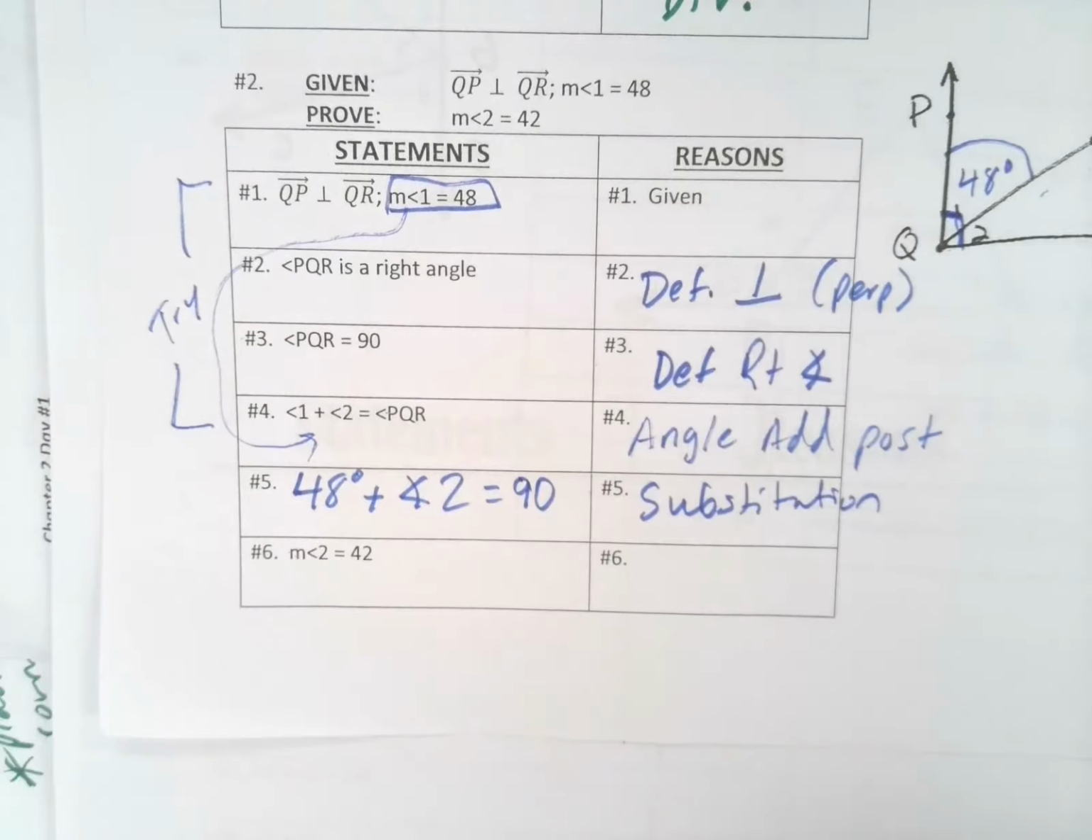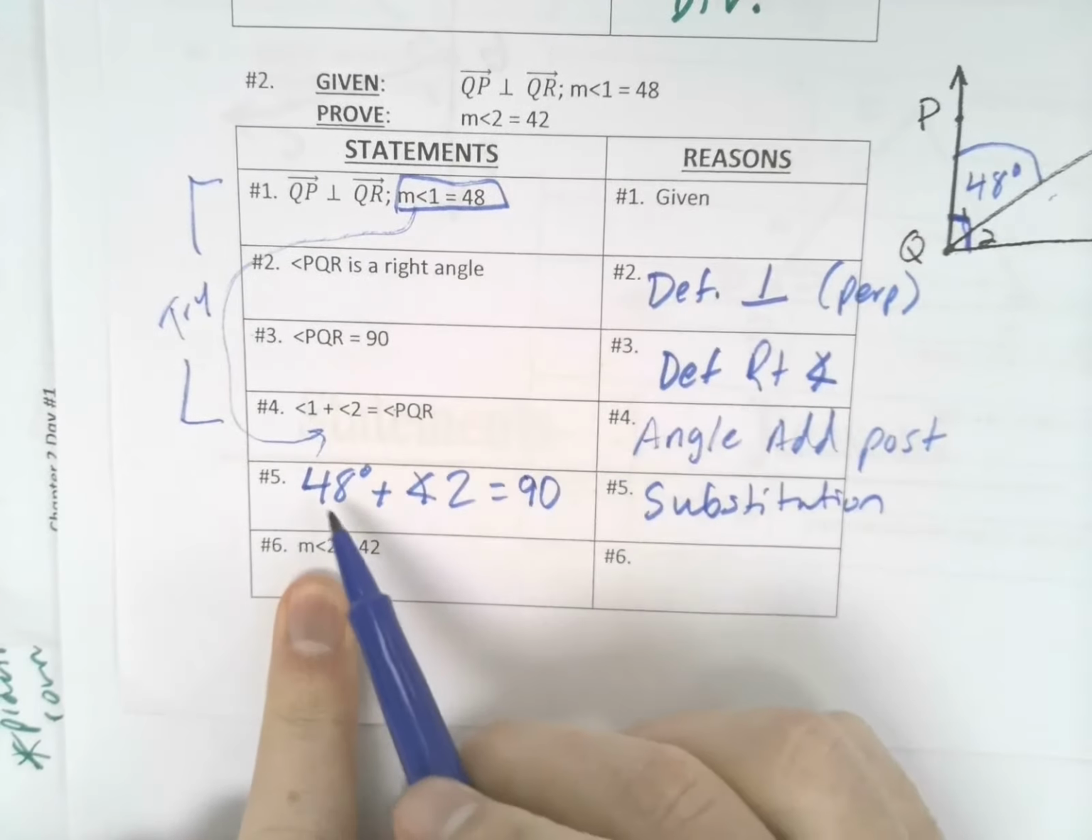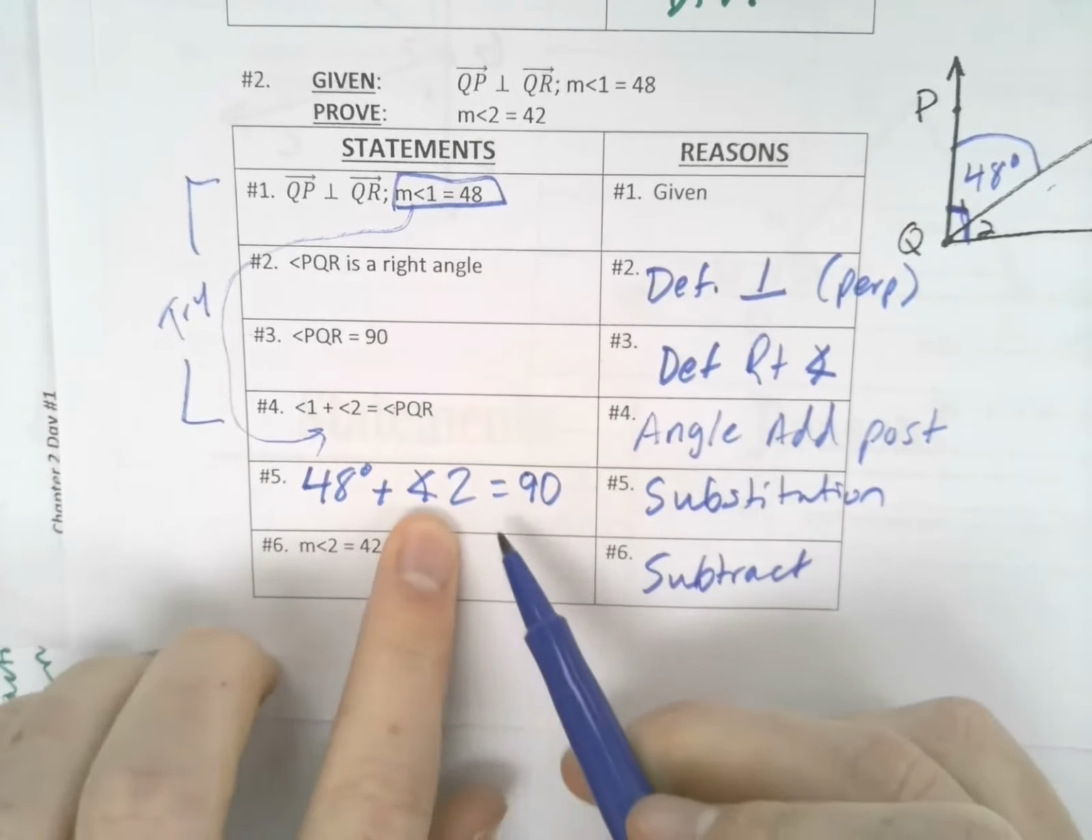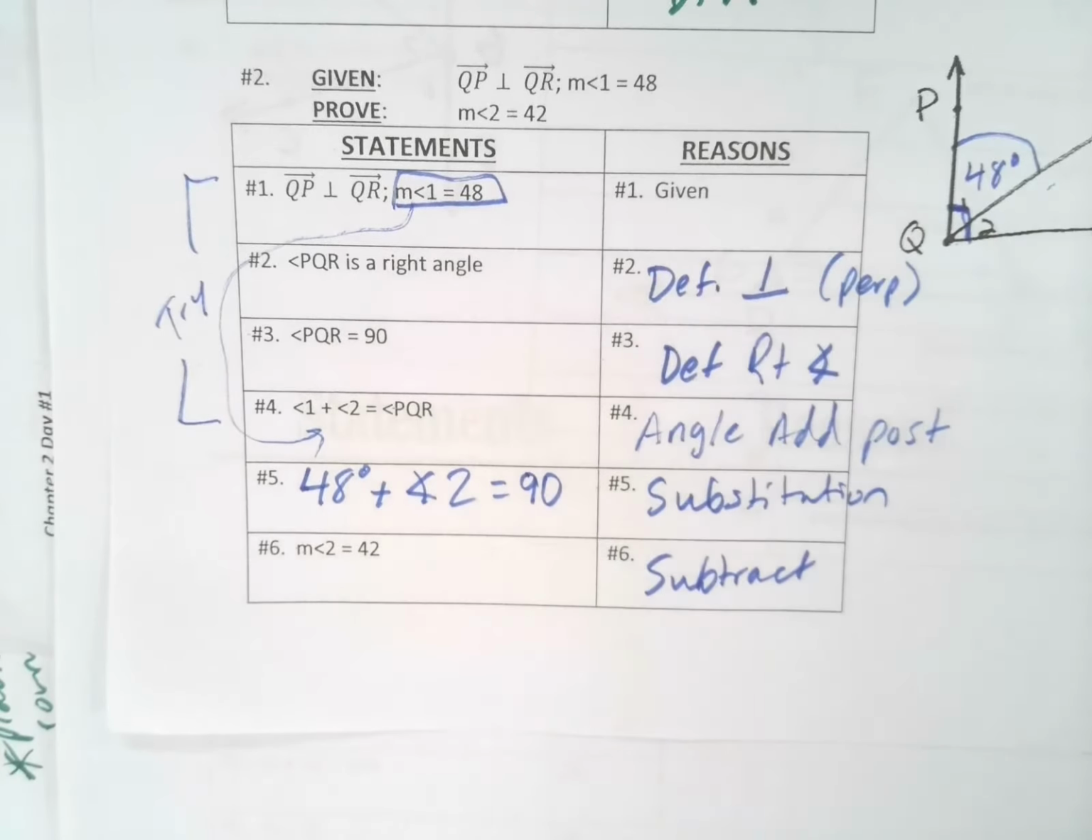And then you guys know the last step here. How are we going to solve for angle 2? Let's subtract. And so angle 2 is equal to 42 degrees.